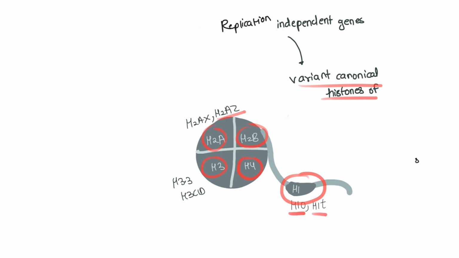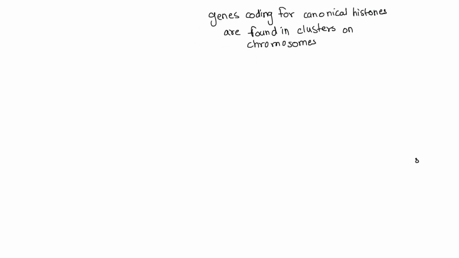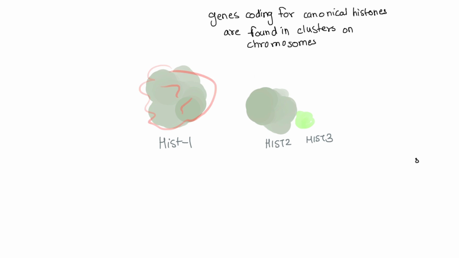Now, where are these genes? Where are these replication independent genes found? In the chromosome and in the human genome, where are these genes found? If you look at the entire genome, you can see that they present themselves in the form of clusters. So there are clusters in which there is a high concentration of these replication independent genes. There are three basic types of clusters. We have the HIST1, that's a large cluster. Then we have a medium HIST2 cluster, and then an associated HIST3 cluster that's much smaller in size.